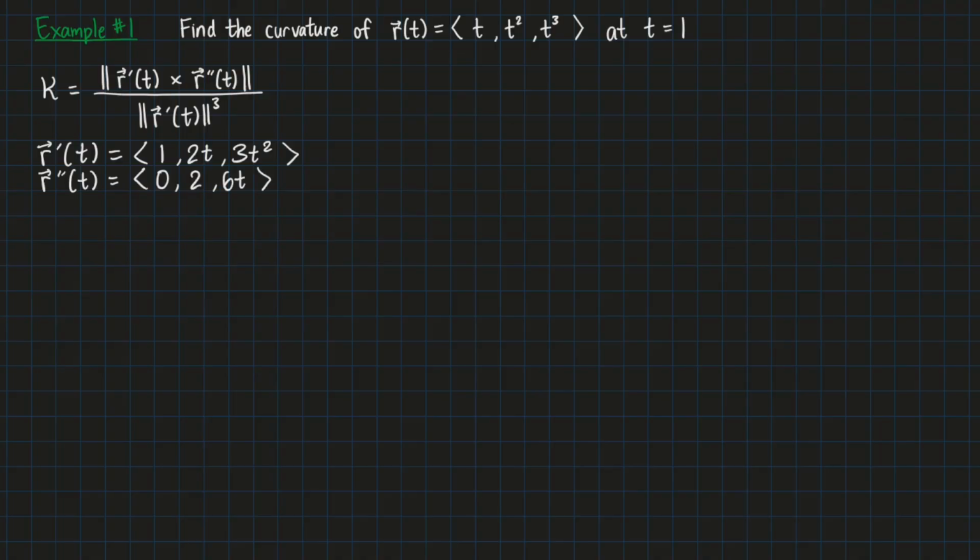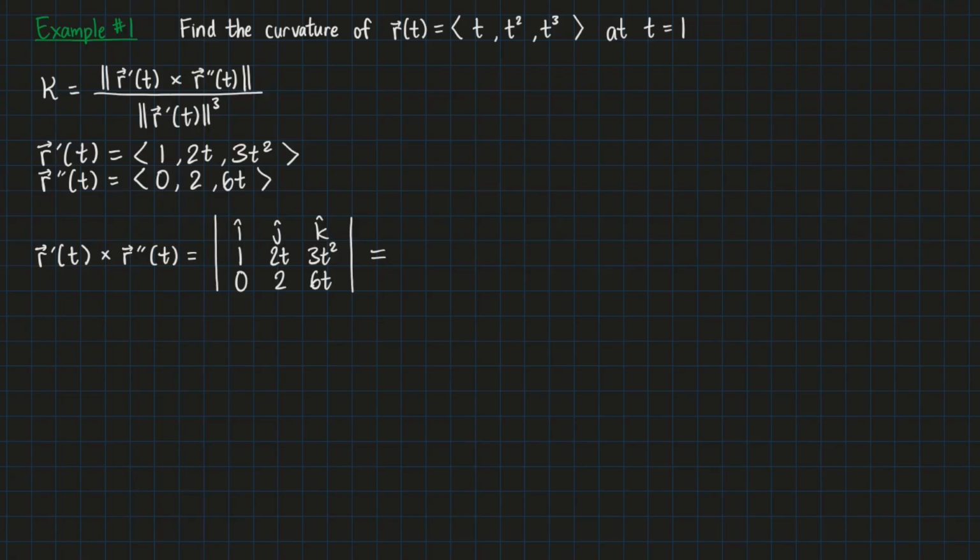Looking at the numerator of this curvature formula, we need to take the cross product of r prime and r double prime. So here's our determinant for the cross product. We have i hat, j hat, k hat in the first row. The first part of the cross product is r prime of t, so we put that in the second row of the determinant. The second part of the cross product is r double prime of t, and that goes in the last row.